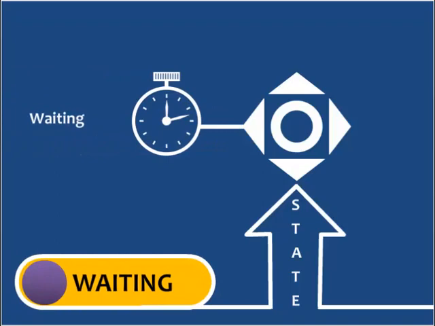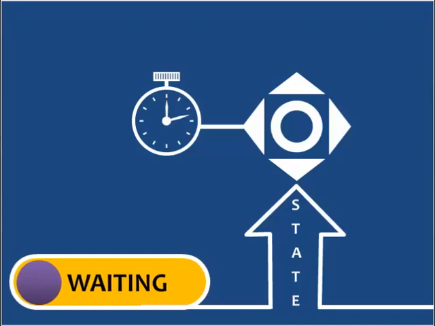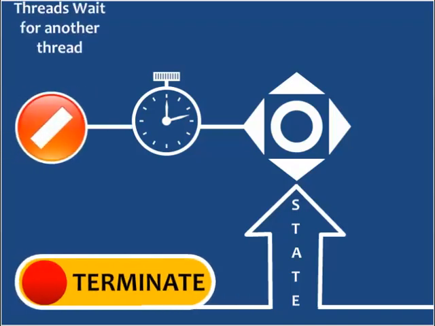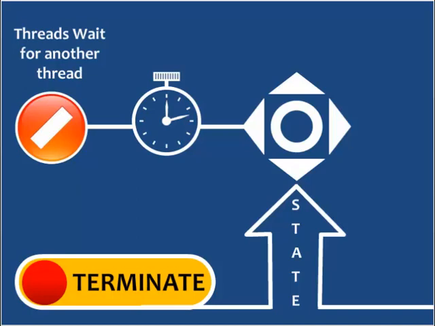Sometimes, a thread transitions to the waiting state while the thread waits for another thread to perform a task. A runnable thread can enter the timed waiting state for a specified interval of time. A runnable thread enters the terminated state when it completes its task, or otherwise terminates.